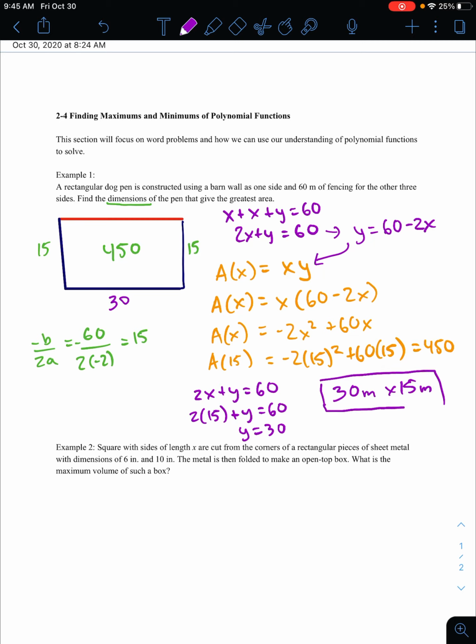So how we did this problem is we set up a quadratic function for the thing that we were looking for. We found the maximum using the vertex, and then we solved for x and y.